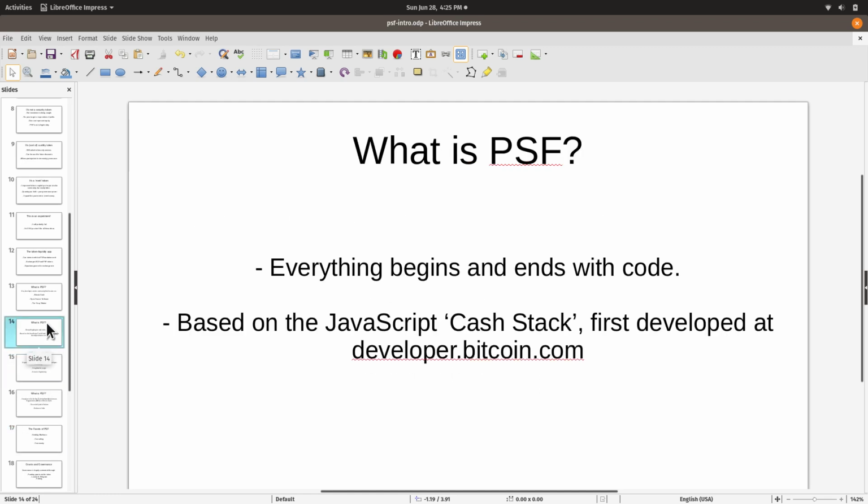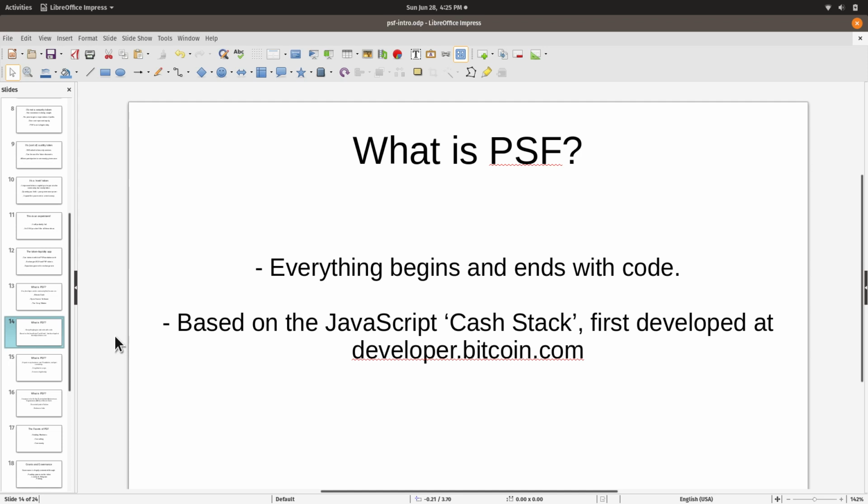So I thought I had more. Okay, so I missed this slide. Everything begins and ends with code. This is a software organization. It's not a political organization. We don't worry about the price. This is about building software, solving business problems, and getting paid to do so.